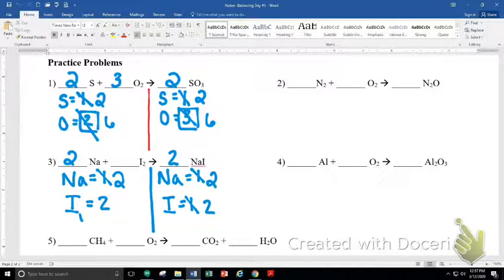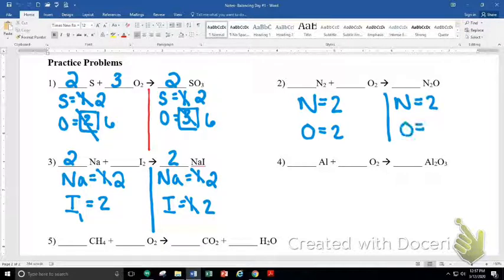Taking a look at the next set of examples, we have nitrogen and oxygen. I have 2 nitrogen and 2 oxygen to begin with on the reactant side. I have 2 nitrogen and only 1 oxygen on the product side. So my nitrogens balance out, oxygens are not. Product side, I need to balance them, so I place a coefficient of 2 here. That changes it to 2 oxygen. That also changes my nitrogen. I take 2 times my subscript there, so that is now 4.